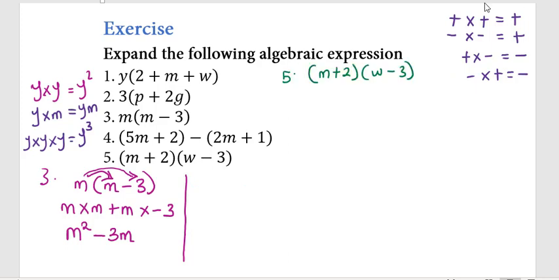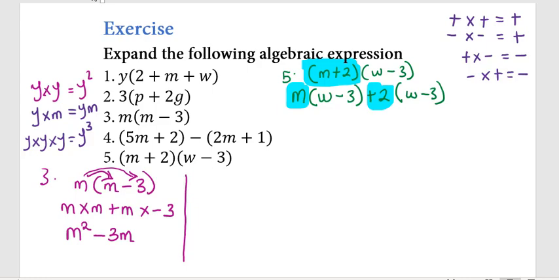Okay, for question number 5, we have 2 brackets. So what you simply do is use the first bracket to multiply the second bracket. So for the first bracket, we have m, and the second bracket says w minus 3, and then you have plus 2, right? And then you have w minus 3. So what did we do here? We simply used the first bracket to multiply the second bracket. So in the first bracket we had m, and we also had plus 2. So that's what we are actually doing here.